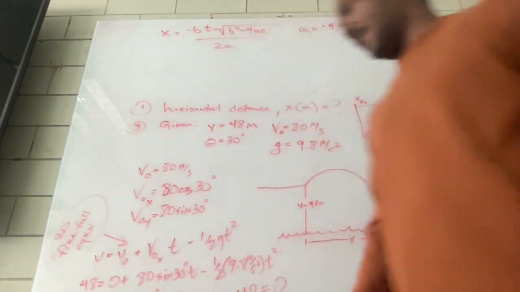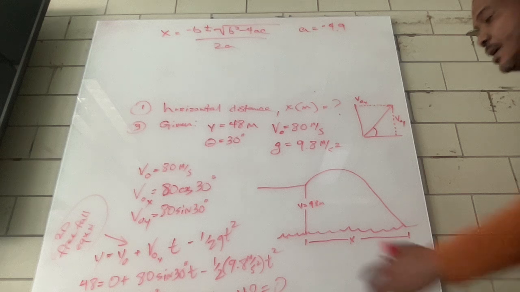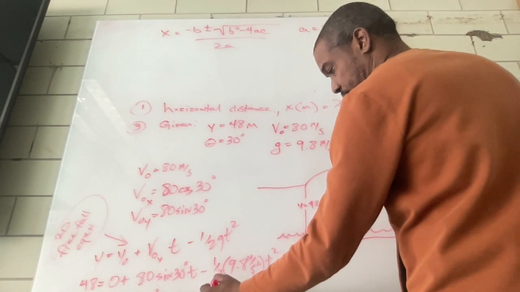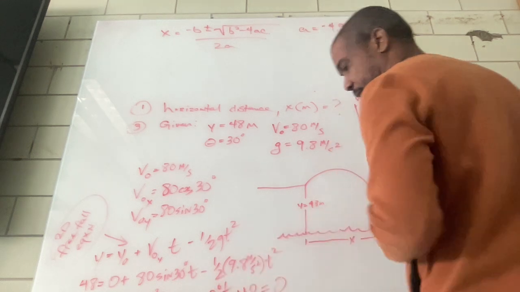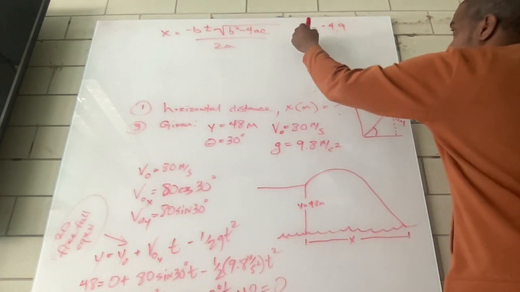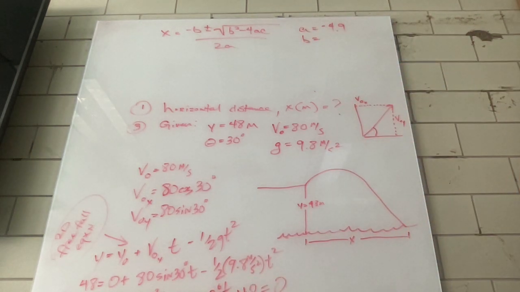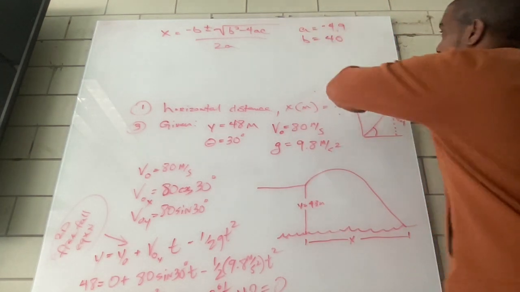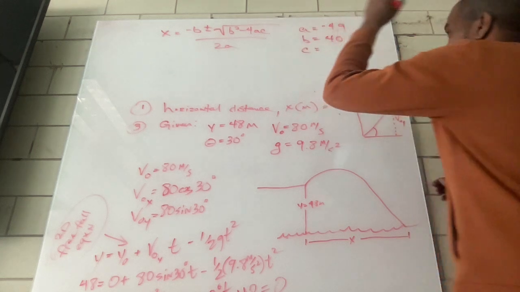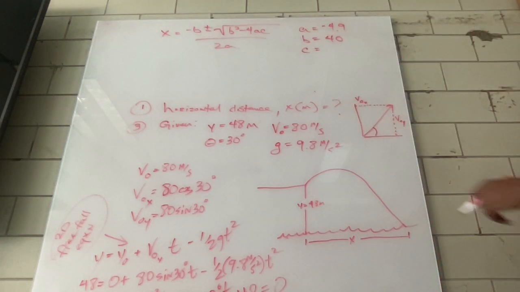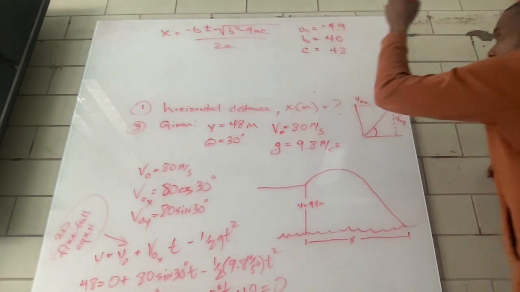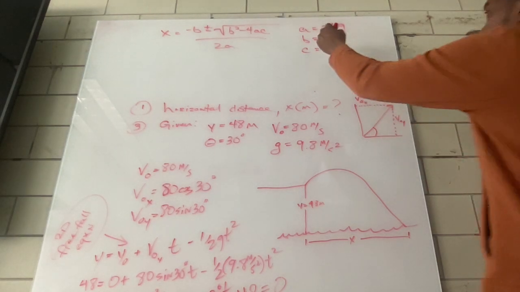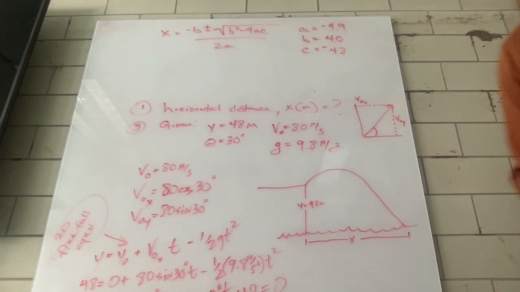1/2 of 9.8. And this should be 30, right? Sine 30 degrees, t. What's that number? 40. And c is 48, right? Okay? Oh yeah, negative 48, that's right. Negative 48.